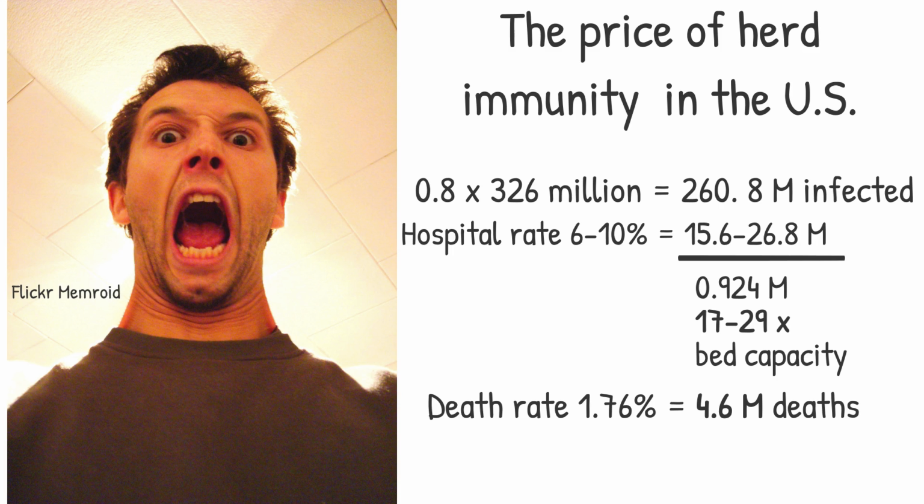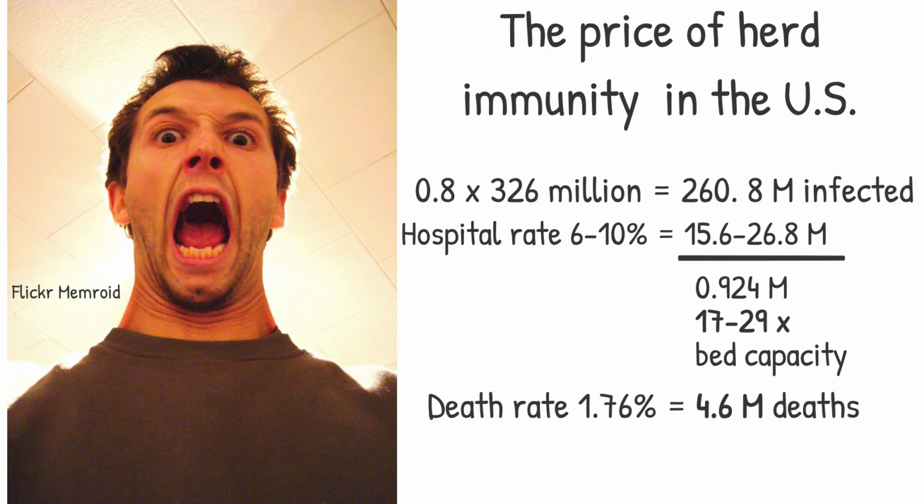The rate of hospitalization in the U.S. is 6 to 10% of cases. That means that 15.6 to 26.8 million would be hospitalized. However, our bed capacity is 0.924 million beds. In other words, the number of infected would exceed our bed capacity by 17 to 29-fold.